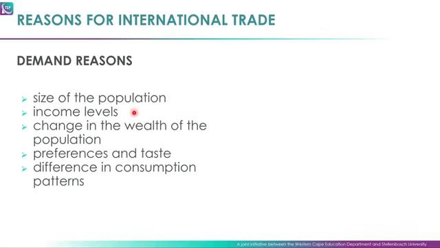Income levels, right? So as people's income levels change and they have more disposable income, so that's what we're discussing under income levels. When we talk about the wealth of the population, the change in the wealth, here we're talking about people having access to credit, right? Not under income levels. In the wealth, here we're talking about access to credit.